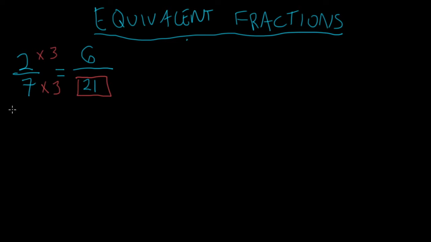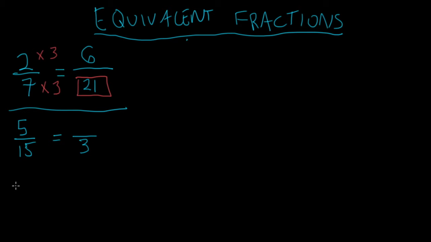All right, let's try one more. So say we have 5 out of 15 is equal to a mystery number up top, okay, out of, let's say out of 3. Okay, give it a try.